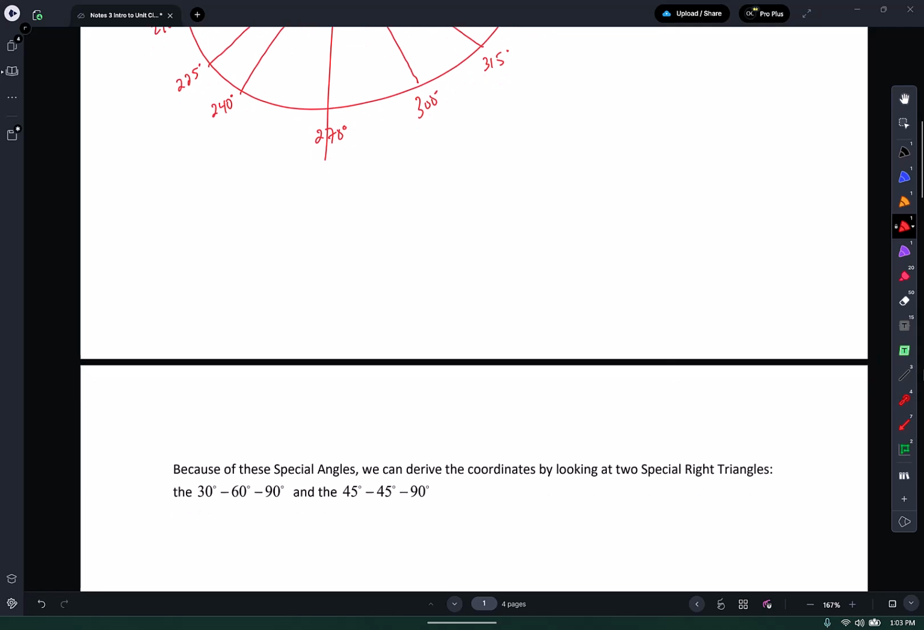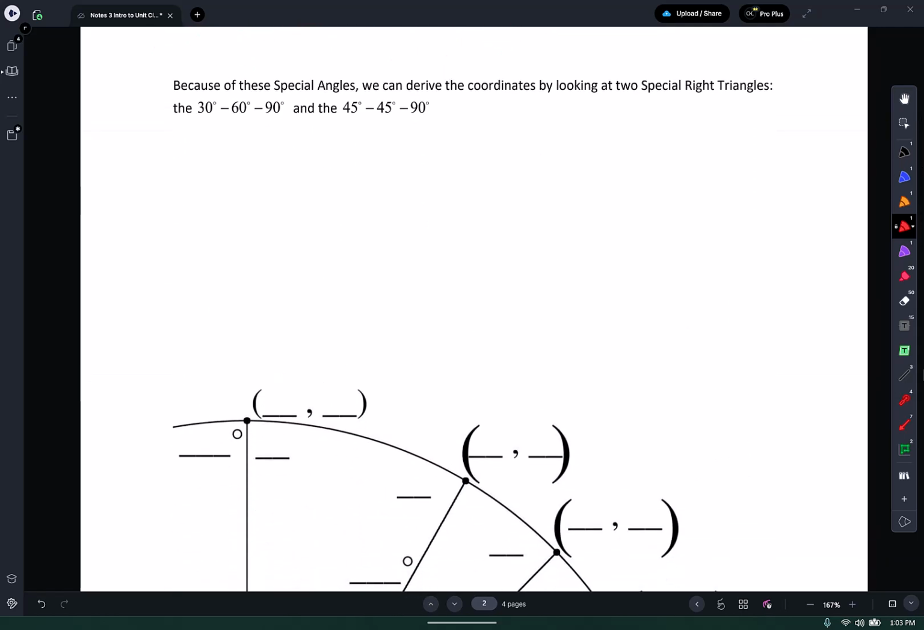Yes. All right, go to the next page. And it says, because of these special angles, we can derive the coordinates by looking at two special right triangles, 30-60-90 and 45-45-90. I don't know if you remember, but there's a property for 30-60-90: n, n square root of 3, and 2n. And for the 45-45-90, it's n, n, and then n square root of 2. Do you remember a formula like that? Something similar or no? Don't worry, we're going to talk about it.